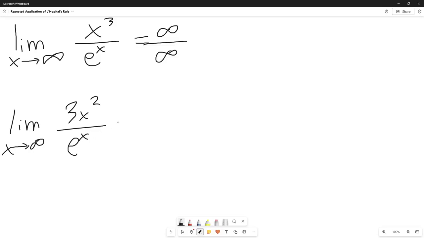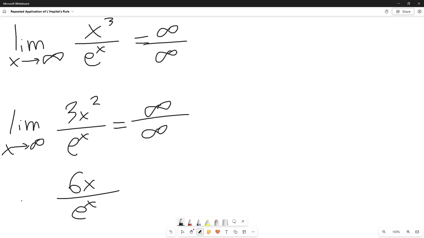And now we use L'Hopital's rule, but still, if we plug in infinity for x, we still get infinity over infinity, meaning this is still in indeterminate form, and we don't know our answer yet. And what we can do is use L'Hopital's rule again. So for a second time in the same limit, we change this to 6x over e to the x, and the limit as x approaches infinity.